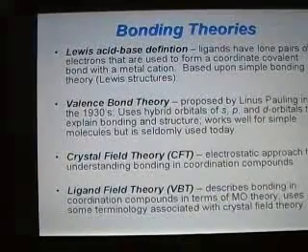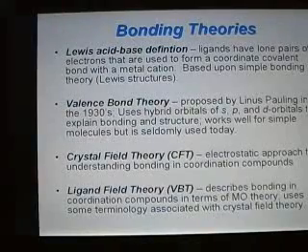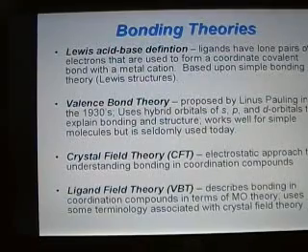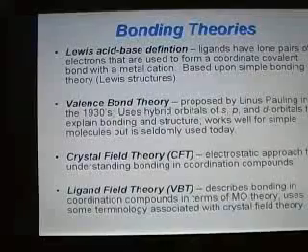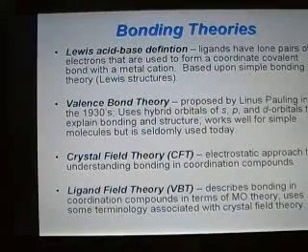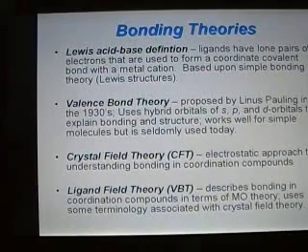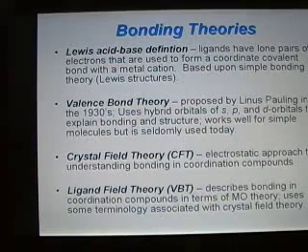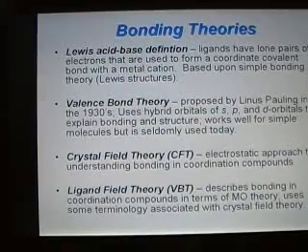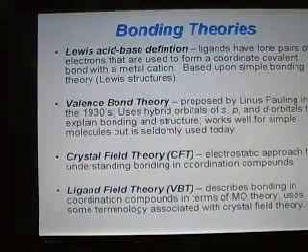First, there are truly four different bonding theories that we look at when we deal with coordination compounds. There's the Lewis acid-base definition, where you've already seen this, that ligands have lone pairs of electrons, and those lone pairs of electrons interact with a metal cation that has empty d orbitals and form a coordinate covalent bond. This idea is based upon Lewis structure, so it's a very simplistic idea on how bonding occurs.